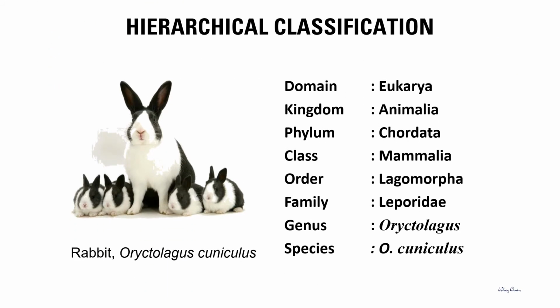So here is the example of how rabbits are given a scientific name, which is Oryctolagus cuniculus, based on the hierarchical classification from the domain until the species. So this is the way of writing the species name. Even though we know that the second term, cuniculus, refers to the species, we should write the genus in this level as well.